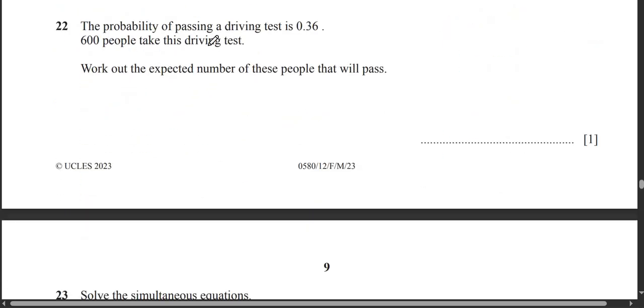Next question, the probability of passing a driving test is 0.36. 600 people take the driving test. How many people are going to pass? So look, to do this question, you will do 600 multiplied by 0.36, which is 216. So 216 people will pass the driving test. Question number 3, solve this simultaneous equation.